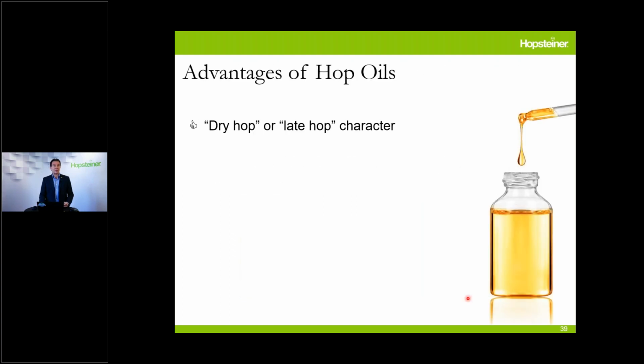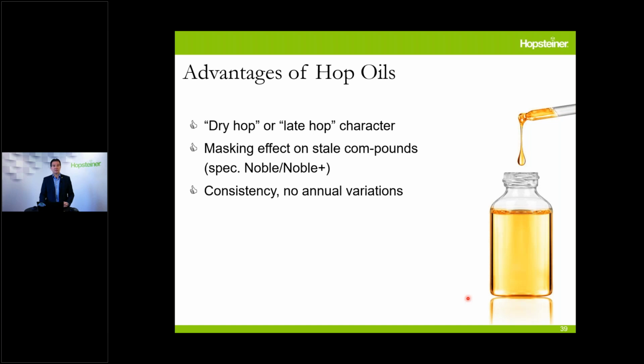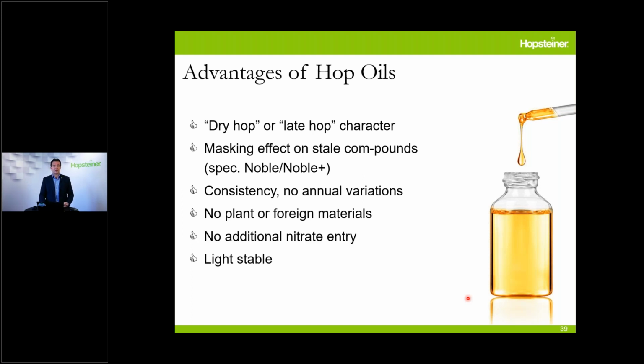So the advantages of the hop oil: we can create dry hop or late hop character. We have a masking effect against saline compounds, especially for Noble Plus, because they are related to linalool. And we have no annual variations. We have no plant material. We have no green material. We have no nitrate entry. It's free of nitrate. It's also free of bitter compounds, and it's light stable at the end.